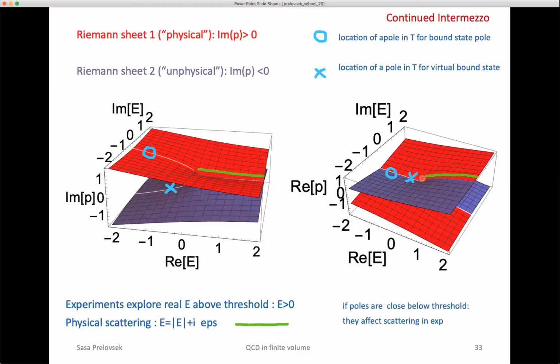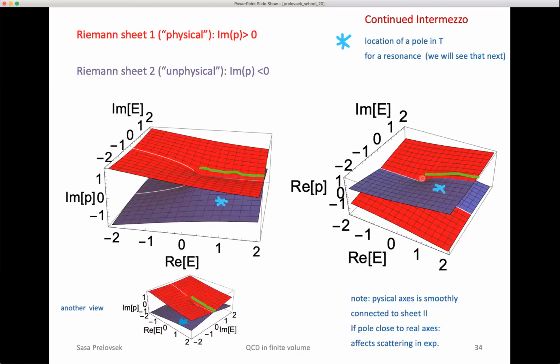Okay, what about resonances? We have not talked about resonances yet, but we will see that the resonances correspond to poles of the scattering matrix away from the real axis on Riemann sheet 2. So a pole here, you see, it is above threshold, and can affect the scattering on the physical axis, which is explored in experiment.